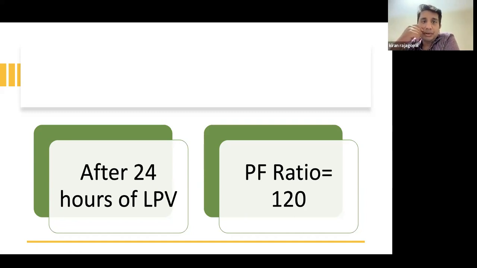Patient was ventilated 24 hours back. 24 hours, you gave lung protective ventilation. All the parameters were monitored. It was appropriate. Sedation was given. Neuromuscular blockade was given. And after 24 hours, next day morning, again, the ABG showed a PF ratio of 120. So any idea what you are going to do next? What all you should anticipate next? Anybody has any idea? Any response? No response. Okay.